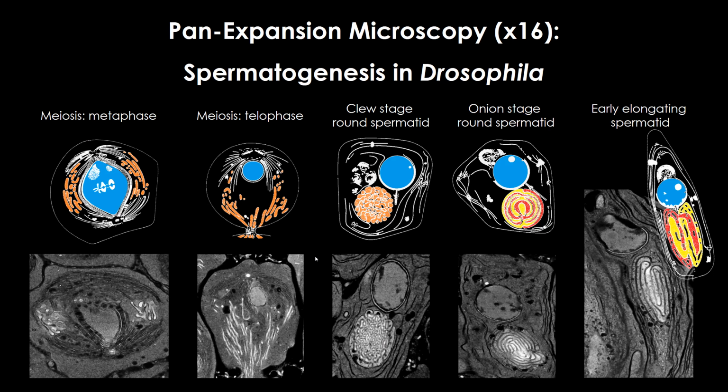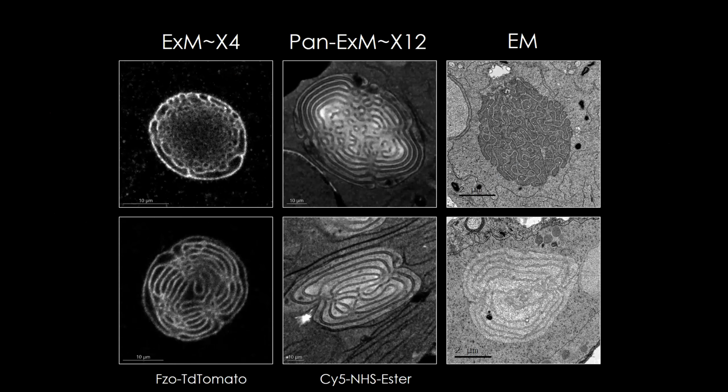Here you can see the comparison of the two expansion techniques that I used to the EM images. This is the 4x expansion. This is the pan expansion. It was claimed to be up to 16 times. In my hands, sometimes it works better, sometimes worse. In this case, it was 12 times, but in some cases it was up to 15 times expansion. So I guess it depends on the materials that you use.